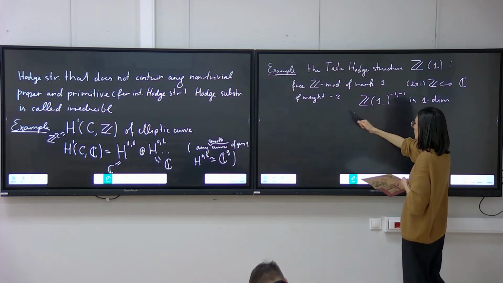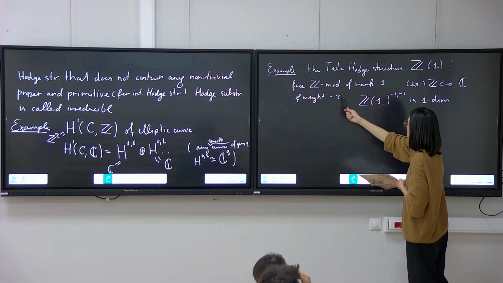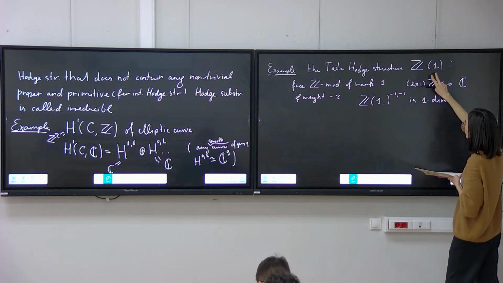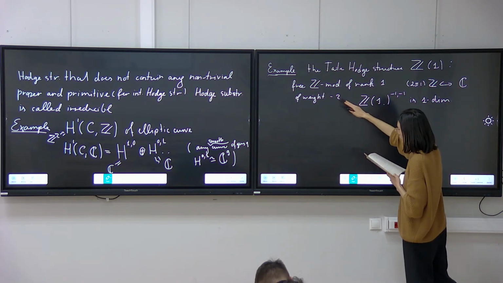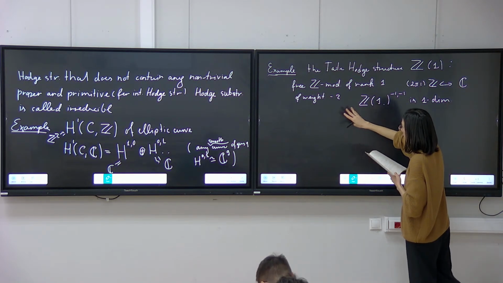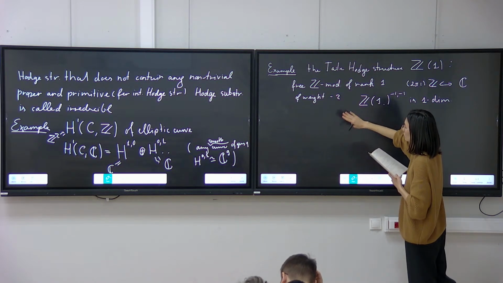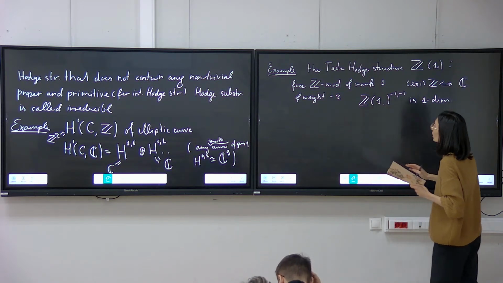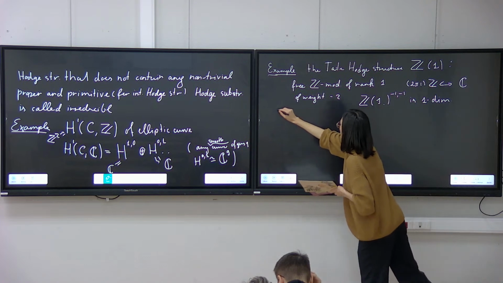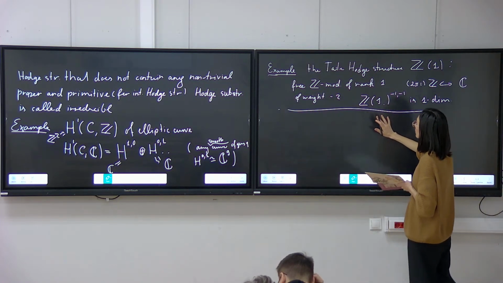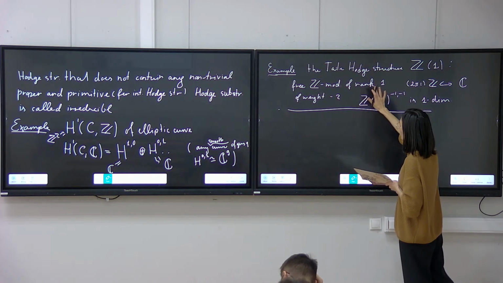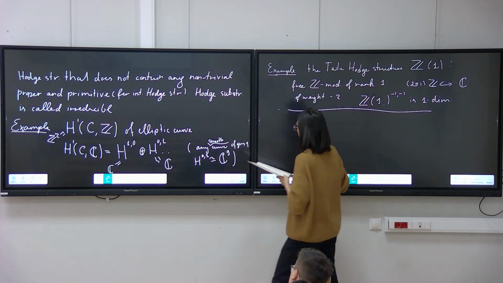And we will discuss later why the convention is such that twisting by 1 corresponds to -2 here. After that we will discuss what a morphism of Hodge structures is. So this is a very easy example of a free Z-module of rank 1 and of weight -2.